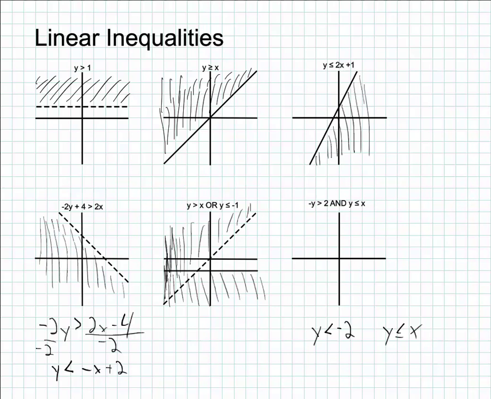So y is less than -2. We're going to have the dotted line at y equals -2. And then y is less than or equal to x, we'll have a solid line. And because it's an AND inequality, any solution will have to be valid for both parts of the inequality. So y is less than -2 would be down here, and then y is less than or equal to x would be below that line. So our solution will be anything that fulfills both of those inequalities, so it is this region right there.